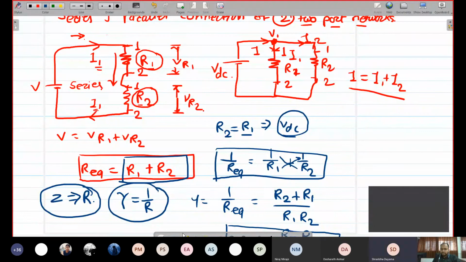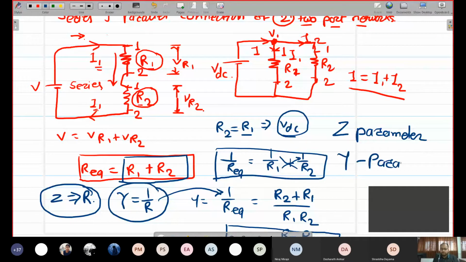Yes or no? Yes, sir. Correlate this over here, right? So Y is equal to 1 upon R equivalent, isn't it? So remember that whenever we are going for series connection, we need to consider Z parameter. And whenever we are going for parallel combination, we need to consider Y parameter. Is it fine? I hope this fundamental is clear to you now.